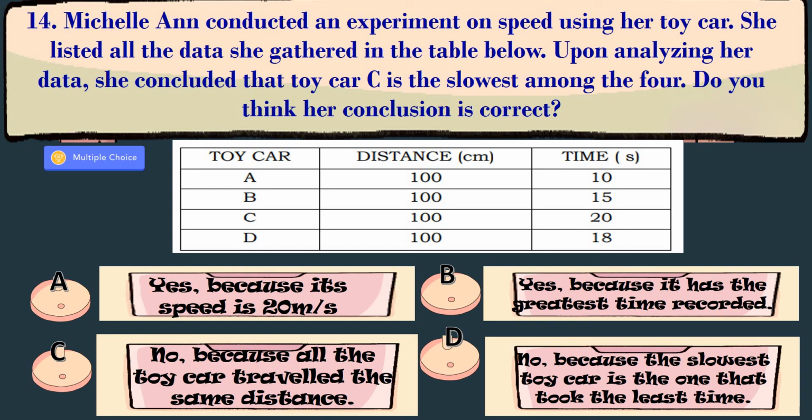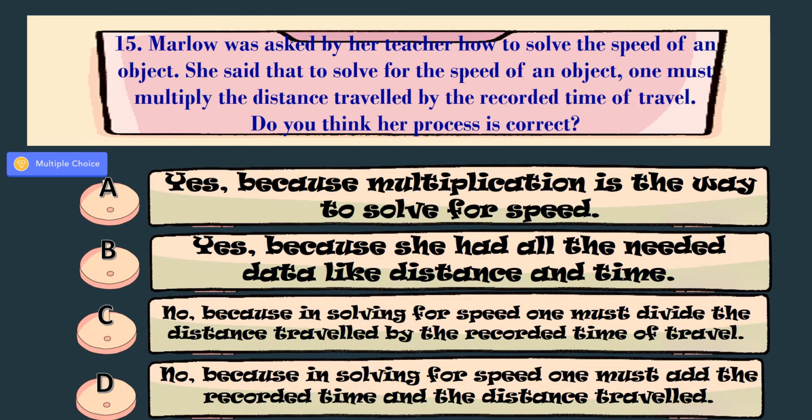A, yes, because its speed is 20 meters per second. B, yes, because it has the greatest time recorded. C, no, because all the toy cars traveled the same distance. D, no, because the slowest toy car is the one that took the least time. Yes, you are correct. It's letter B. Yes, because it has the greatest time recorded. Let's have the last question.